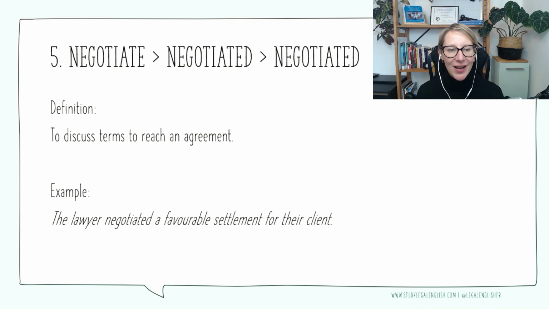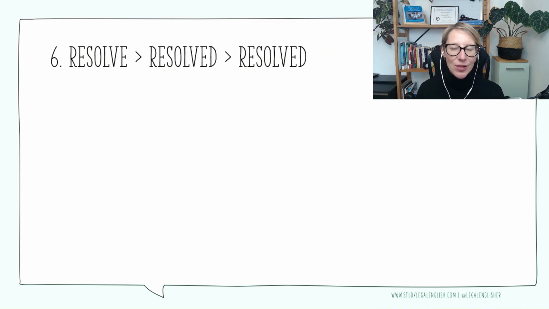In this particular example sentence, they were able to reach that agreement through negotiation, through discussion, in order to reach an agreement. Okay? And favourable means it is positive. It is in favour of the client here. Okay. All right.